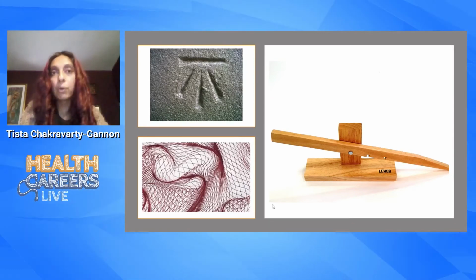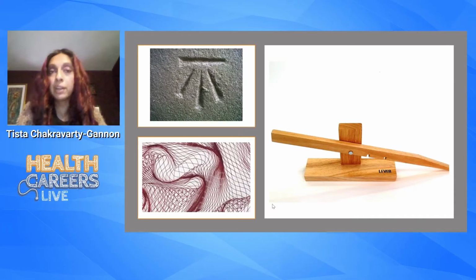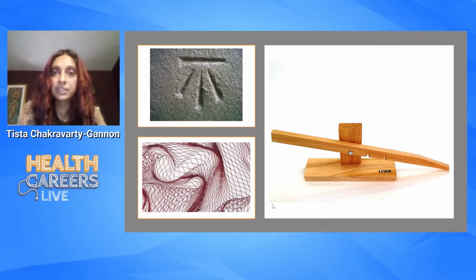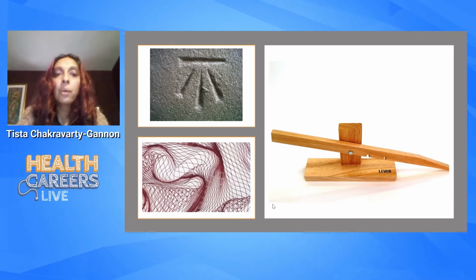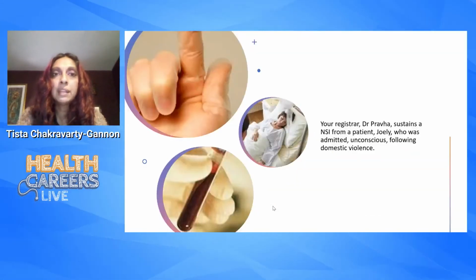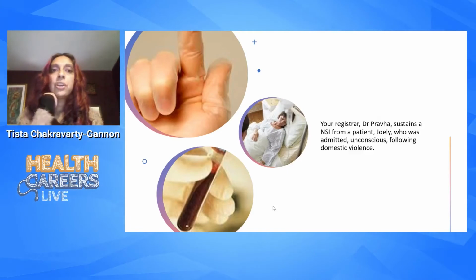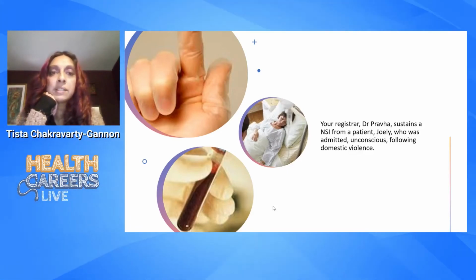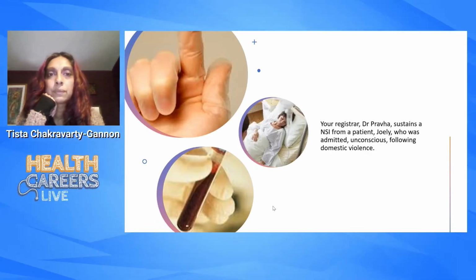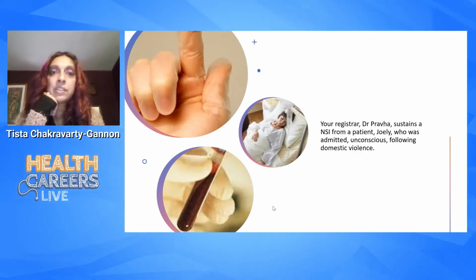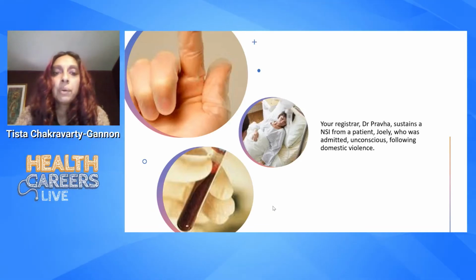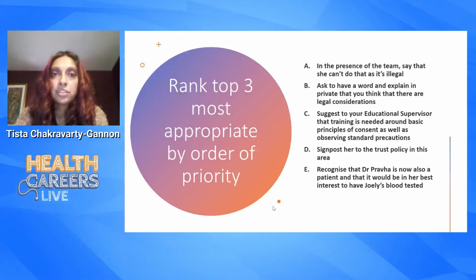And now we'll run through the scenarios, the example questions, if you will, and see how we can apply those standards. So I'm going to start with a vignette from Dr. Prava and Jolie, and I won't read it out. I'll let you read it so you can focus. Okay, so a needle stick injury has been sustained by Dr. Prava. Jolie, the patient, is unconscious. So I'm going to move us to the question now.